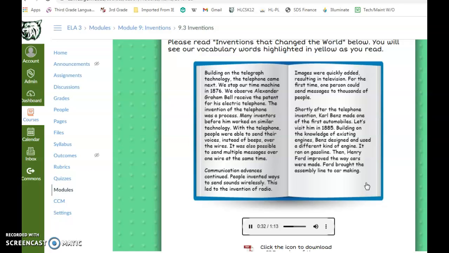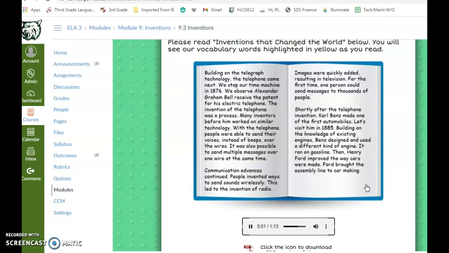Communication advances continued. People invented ways to send sound wirelessly. This led to the invention of radio. Images were quickly added, resulting in television. For the first time, one person could send messages to thousands of people.